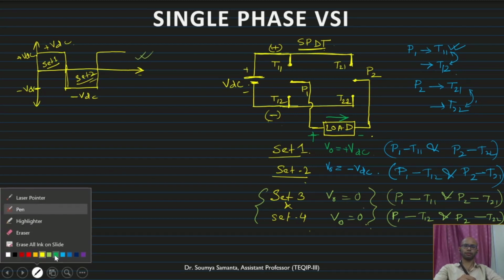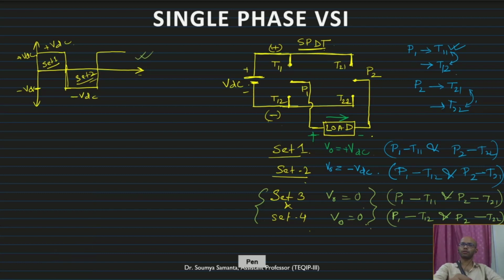Conduction and blocking. Suppose this is the connection, that is set 1. Whenever the connection is in set 1, now what will happen? This is shorted. So what is this polarity? This is plus and this is minus. So these switches have the capability to block, in this case, the positive VDC. Now here this is blocking the positive.